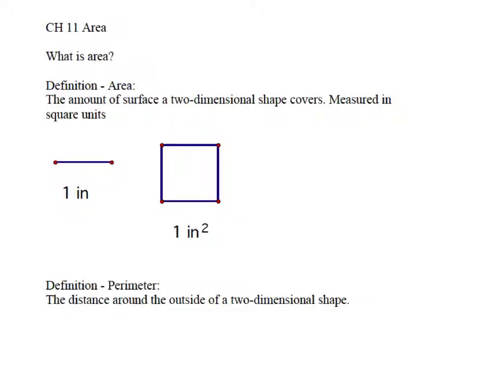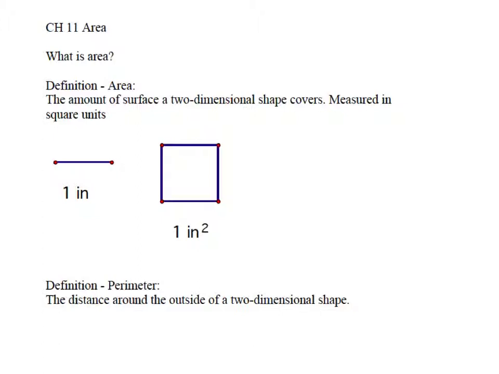Okay, welcome to Chapter 11 in the Glencoe Geometry book. Chapter 11 is about area, and area is something that most of us have been familiar with since elementary school, but it's good before we start talking about areas of different shapes and formulas and how to find area if we just talk about what is area for a second.